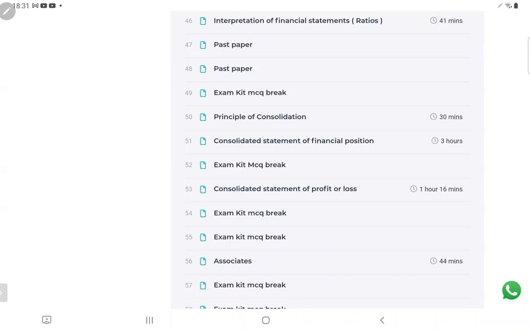Then we will move to the consolidated statement of financial position. Detailed steps of preparing consolidated financial statements are explained in it, right? Then you will have exam kit MCQ breaks on it as well. Then we will move to the consolidated statement of profit or loss, and then we will have exam kit MCQ breaks as well as section C questions on it.